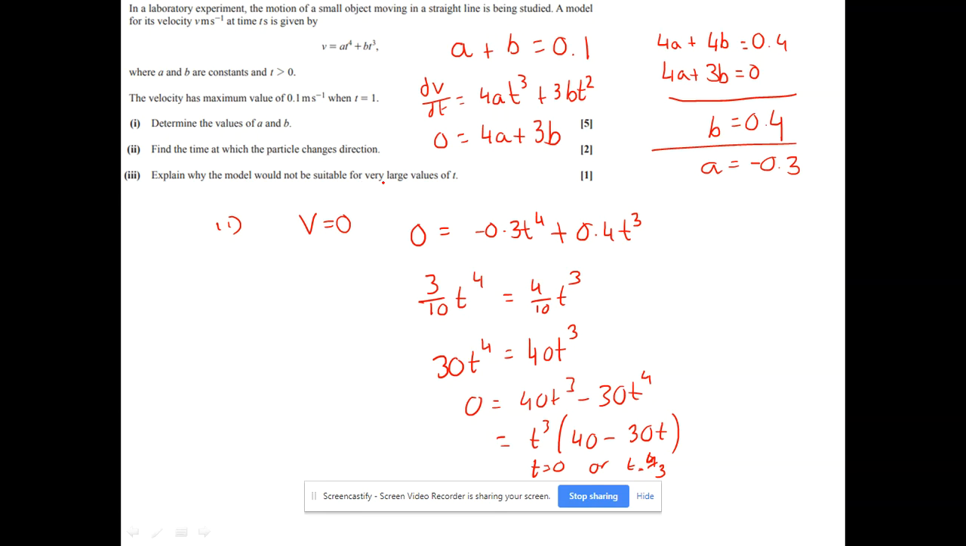Explain why the model would not be suitable for large values of t, because this would suggest that the velocity just keeps on increasing. So that would be the reason why.